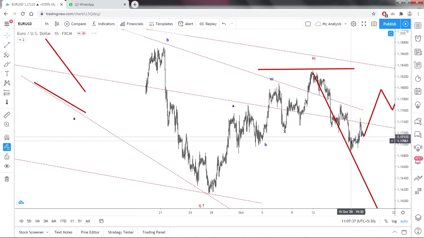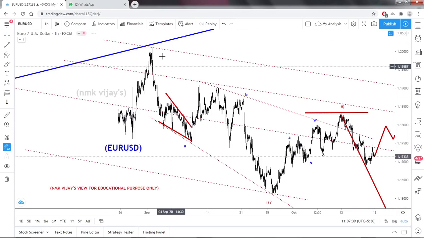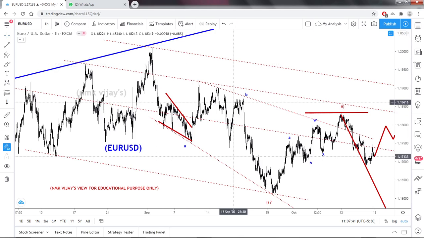Everything is in three-wave structure. From here, from the top, this is a B and C. So B is a running flat here. So C is completed. So I have placed it as an A, B, C.